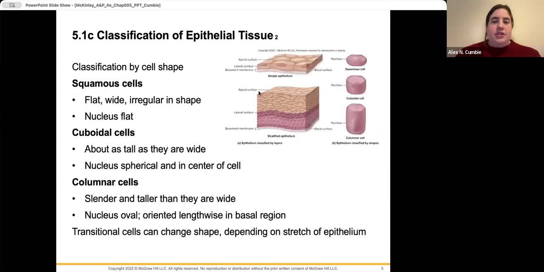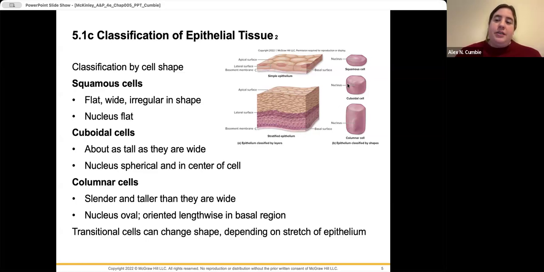So let's look at these shapes as well. Squamous cells are flat, wide, irregularly shaped. Their nucleus is generally very flat, okay? We can see squamous cells here. So these are simple squamous, right? Because one layer of flat cells. And even here, when we have a stratified epithelium, this is multiple layers of flat cells as well. So we would call this stratified squamous. Even if some of these lower layers look cuboidal, they are still squamous.